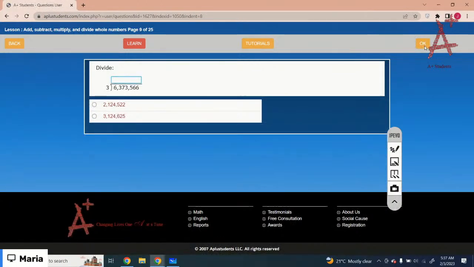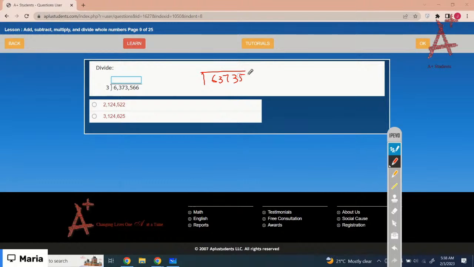Okay, you have to divide. It's a bit long. Let's just do 6, 3, 7, 3, 5, 6, 6. Okay, 3 times 2 is 6. 6 take away 6 is 0. Let's just bring the next digit down. 3 times 1 is 3. 3 take away 3 is 0. Let's just bring 7 down.